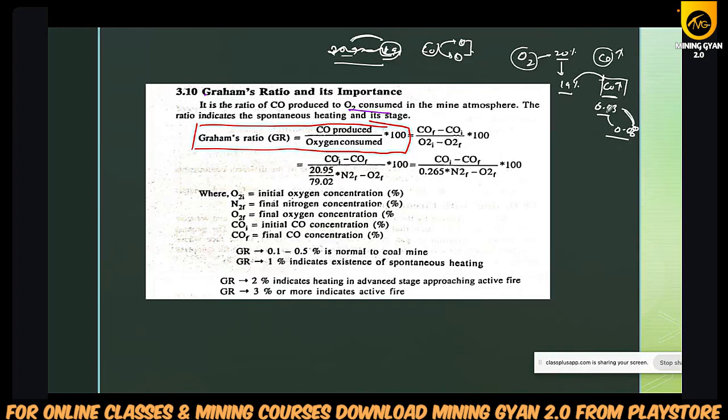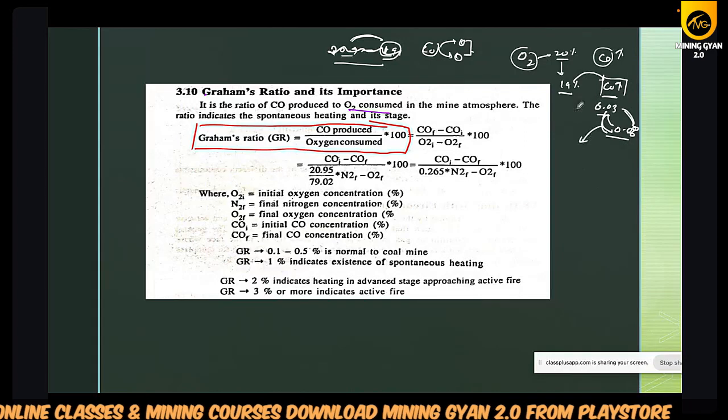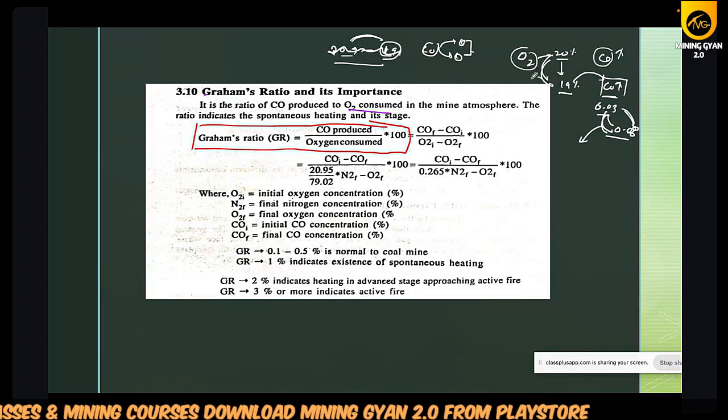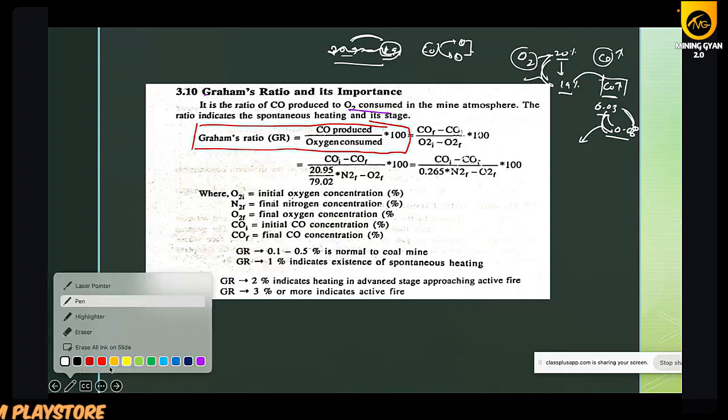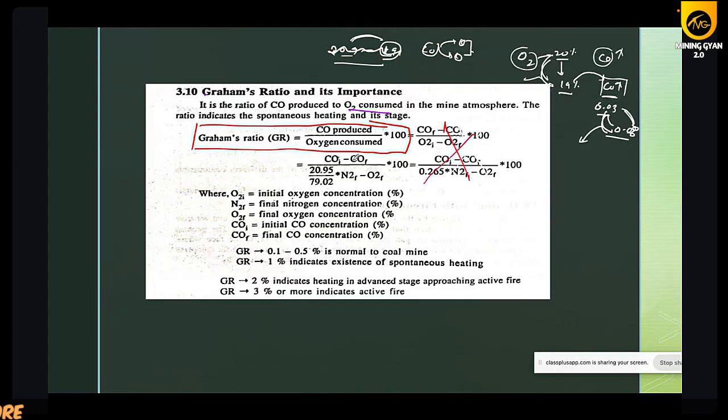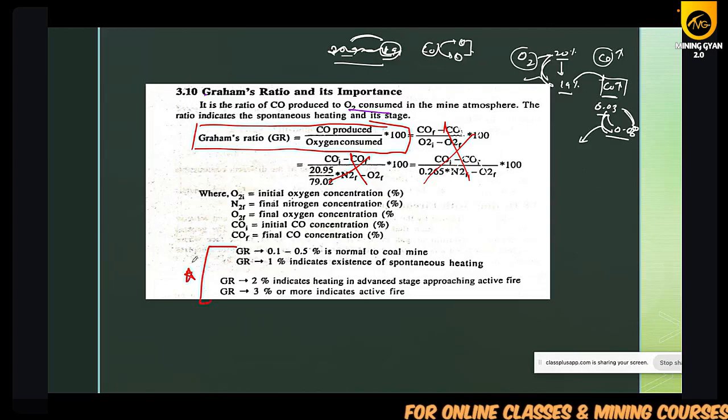So we are saying that produced, that means that difference we have to take. So oxygen consumed, so CO produced divided by oxygen consumed into 100. Okay, so other information we will see when we solve our numericals. Because right now there is no point in memorizing; whenever we solve them, we will see. So just remember this information.